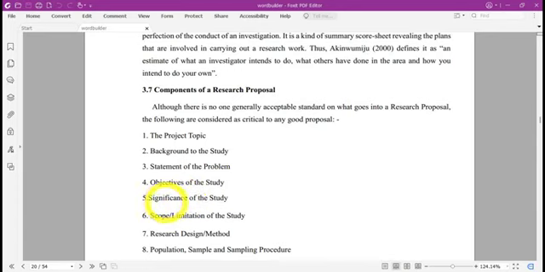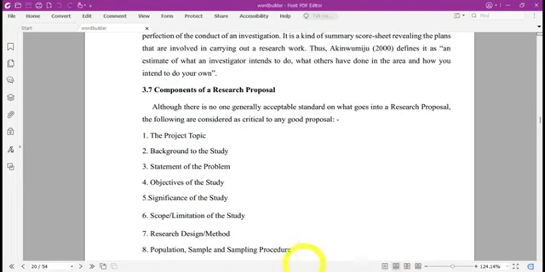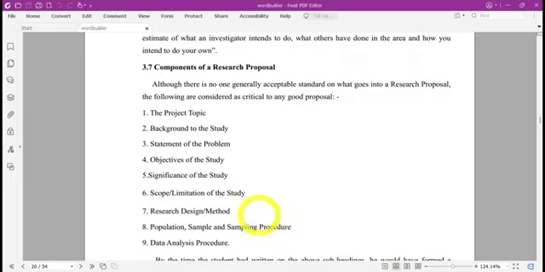The fifth one is significance of the study. Of what significance is it? If it has no significance, then it's useless doing the study. So there has to be a significance of the study you're working on or you're doing.